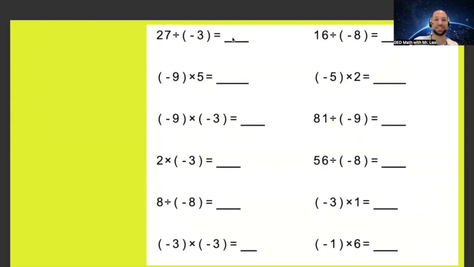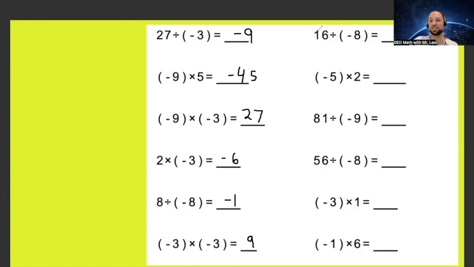First one is negative 9. Did you get that? A single negative. Next one is negative 45. We've got positive 27. That's the double negative. Here we've got negative 6. Here we've got negative 1. 8 divided by 8 is 1. The negative sign carries into the answer. Here we've got a positive 9.